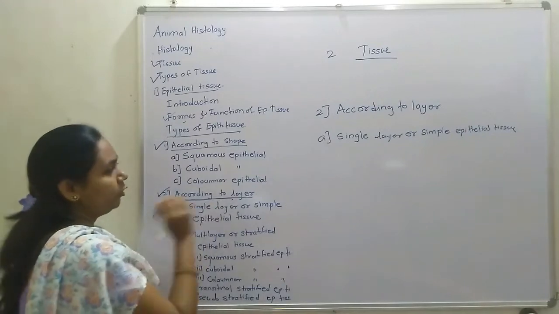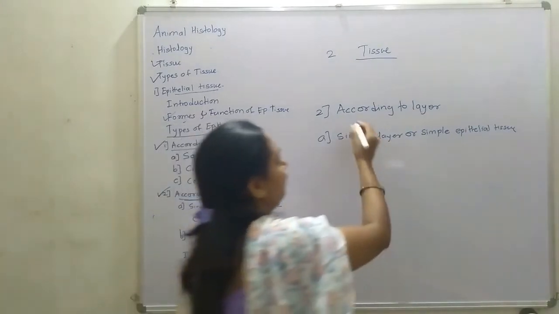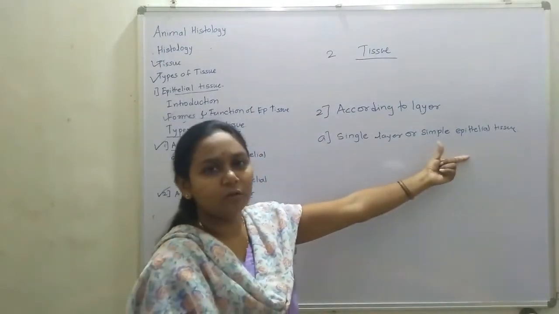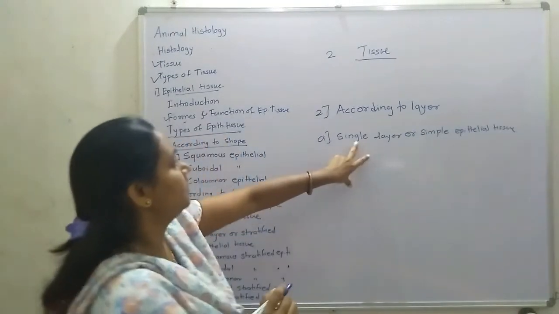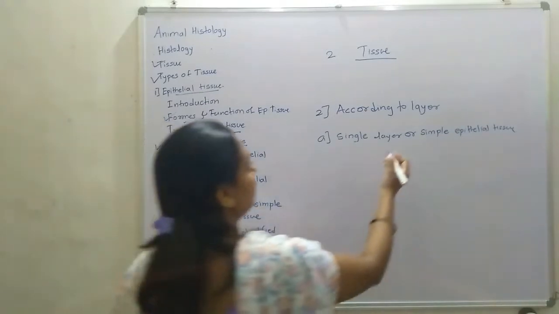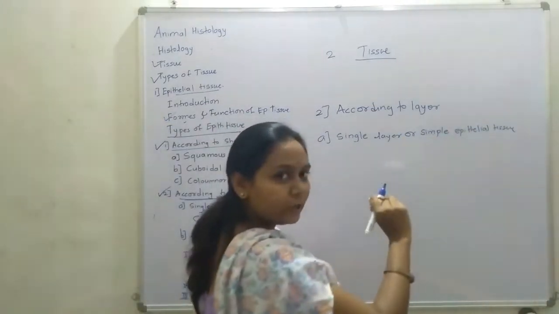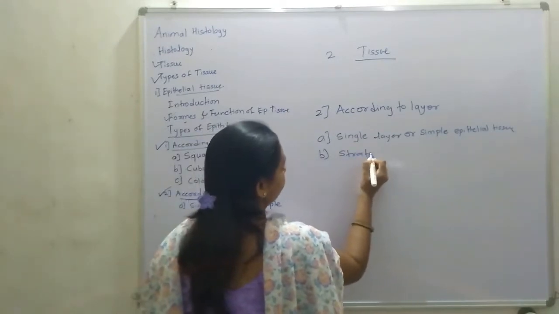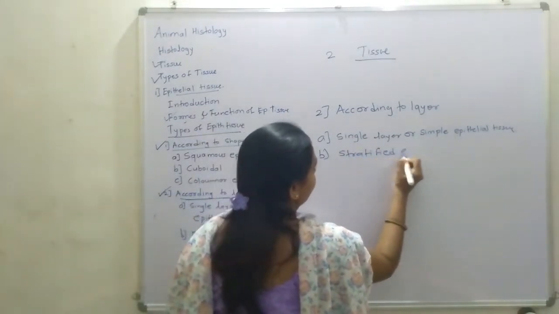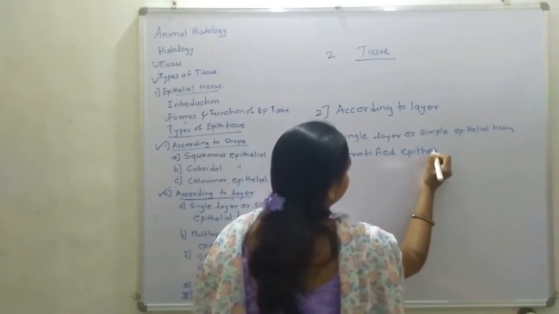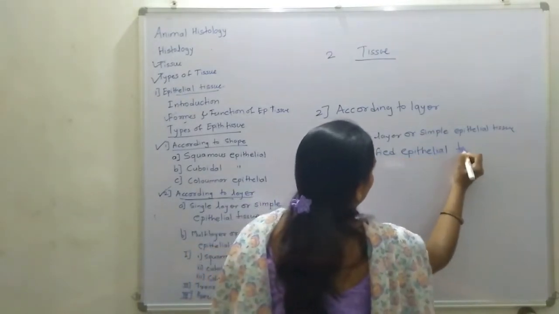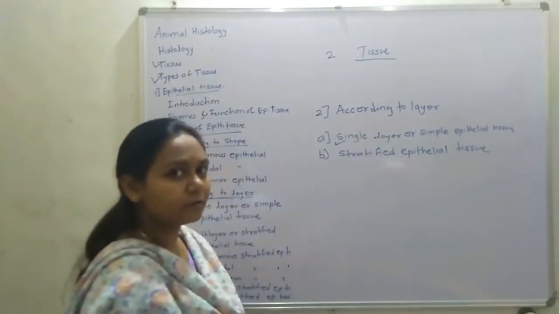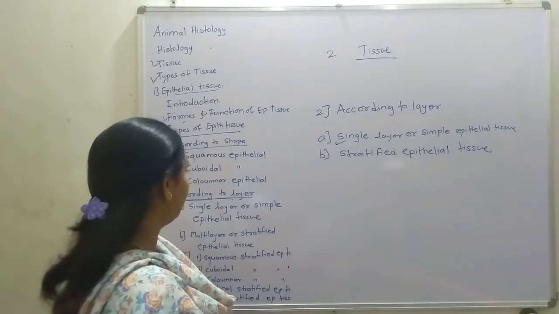That is according to layer. According to layer, the epithelial tissue is in two forms: A, the simple layer or single layer, or simple epithelial tissue, and B, the stratified epithelial tissue. First is the single layer or the simple layer of the epithelial tissue.